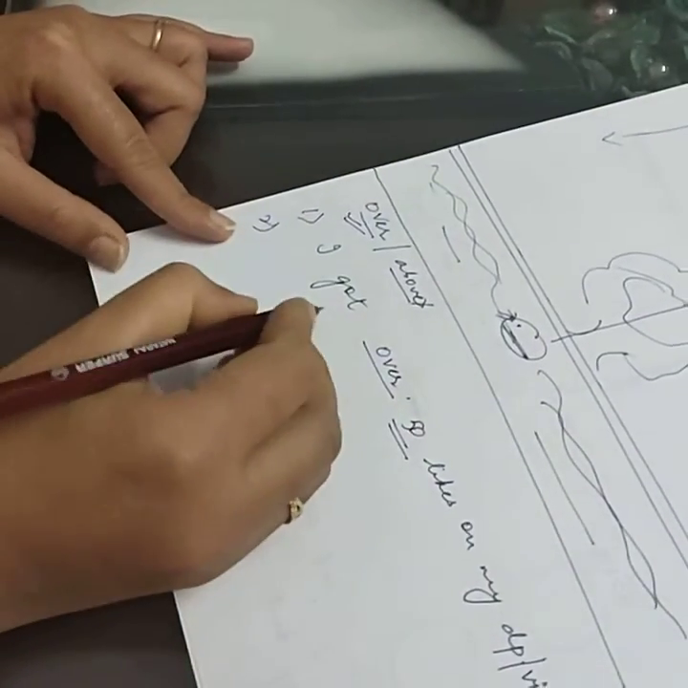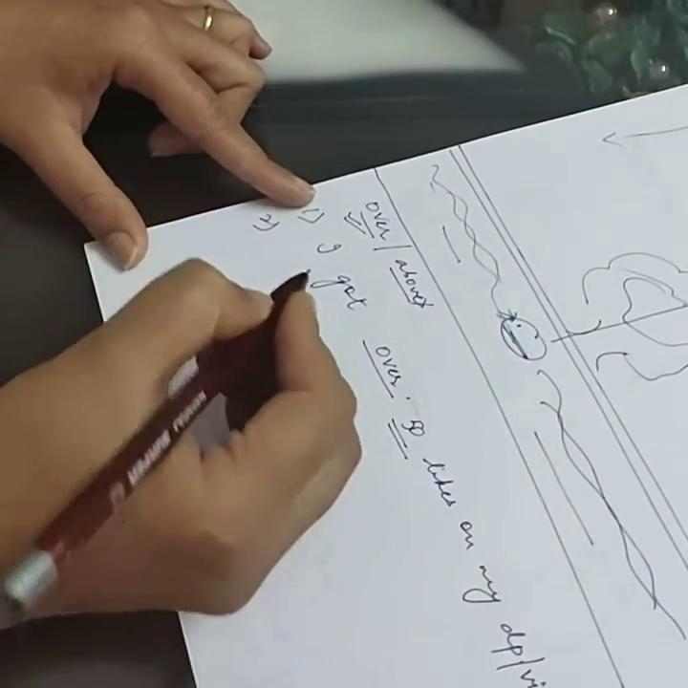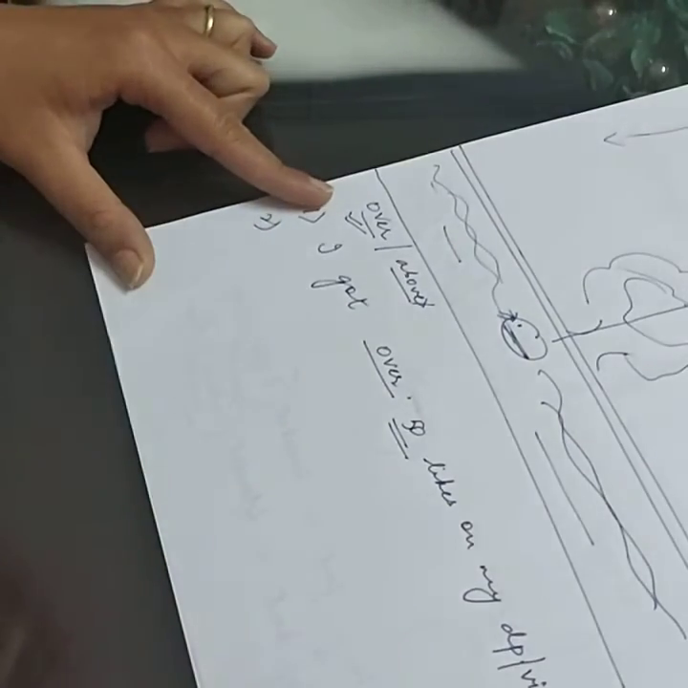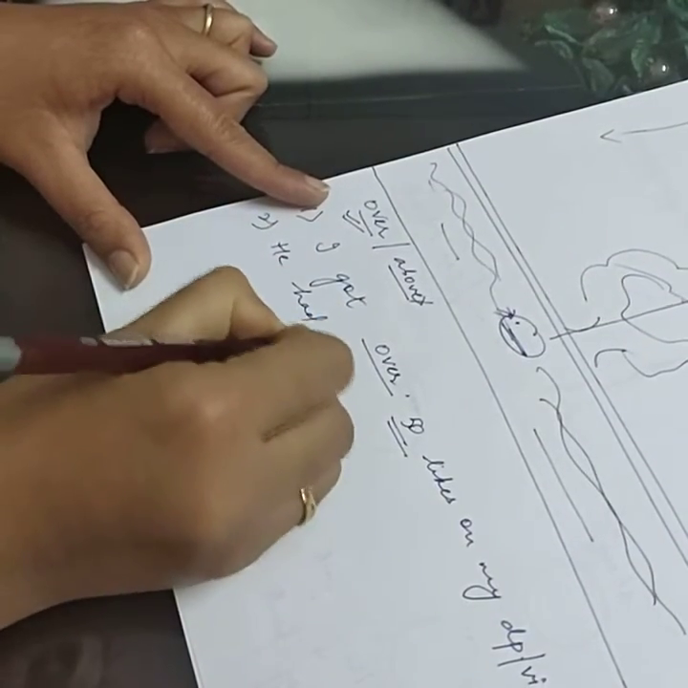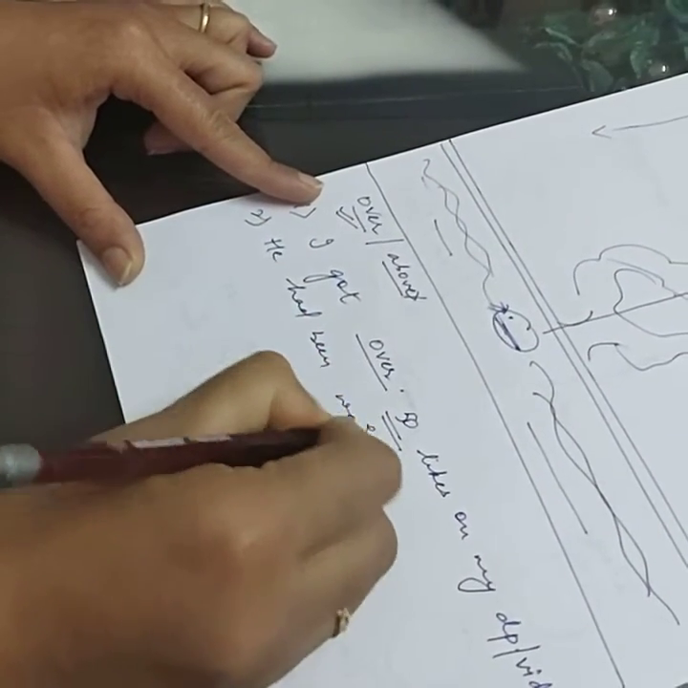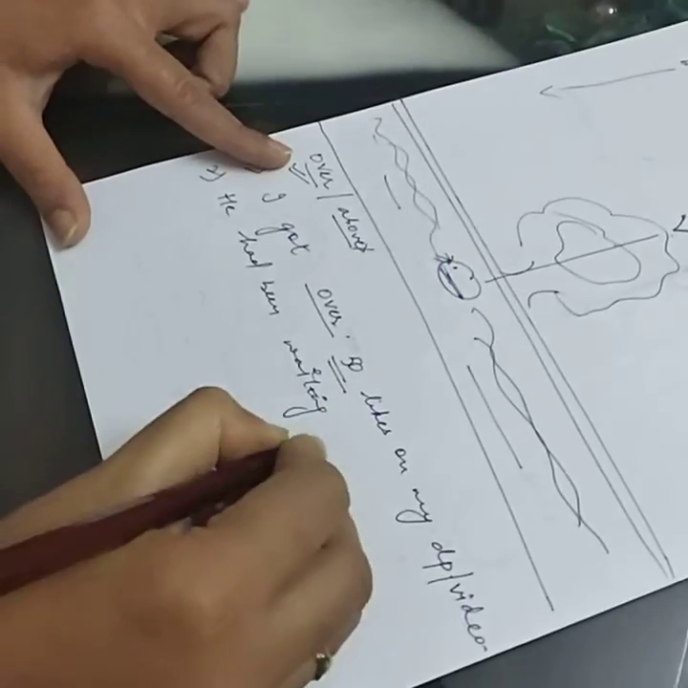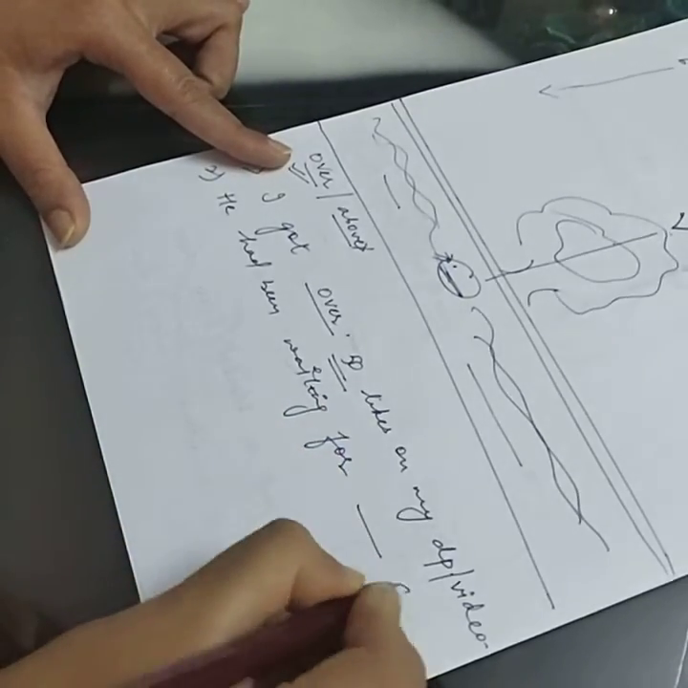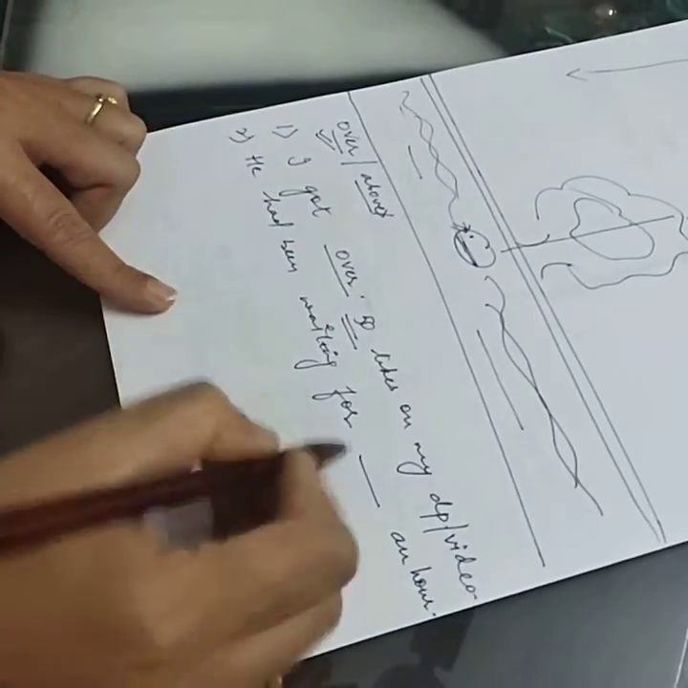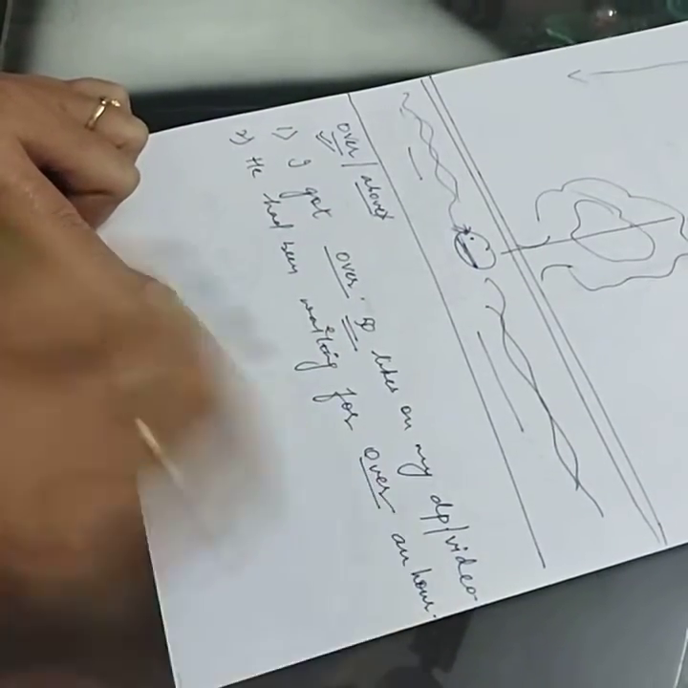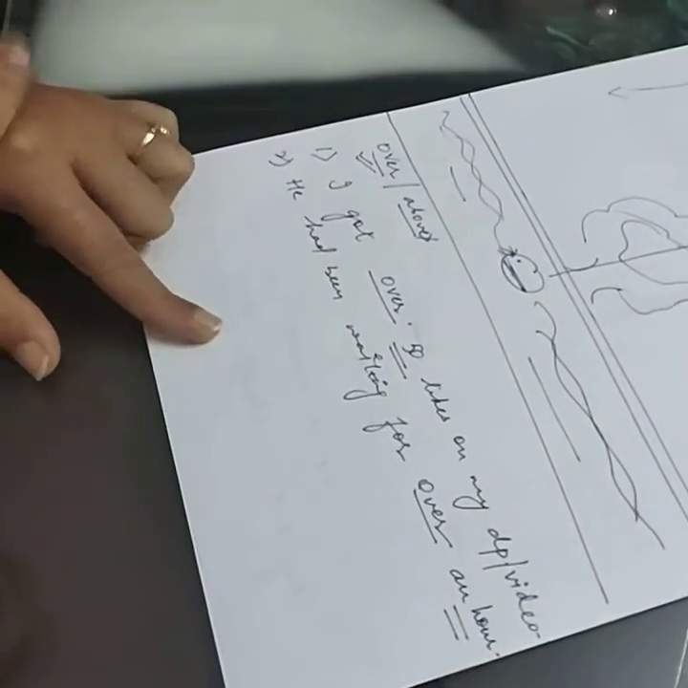One more sentence. If I say he had been waiting for over an hour. Here again we'll use over because time is given. Clear?